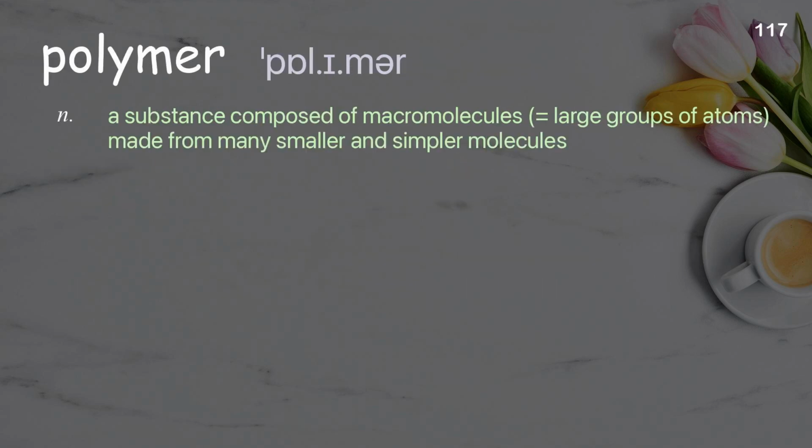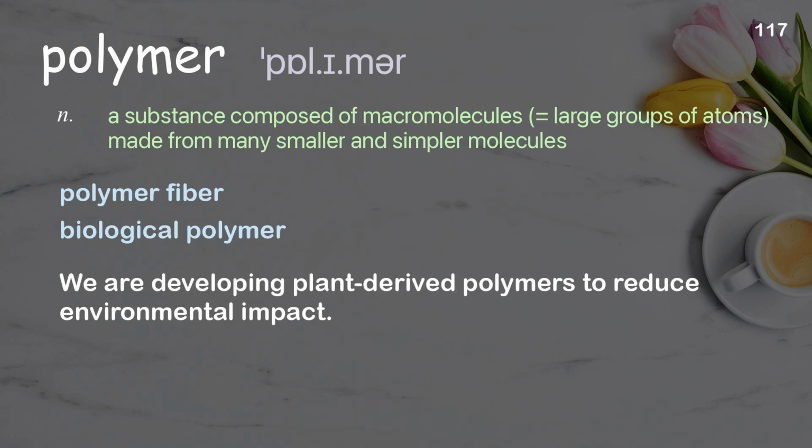Polymer. A substance composed of macromolecules, meaning large groups of atoms, made from many smaller and simpler molecules. Examples: Polymer fiber, biological polymer. We are developing plant-derived polymers to reduce environmental impact.